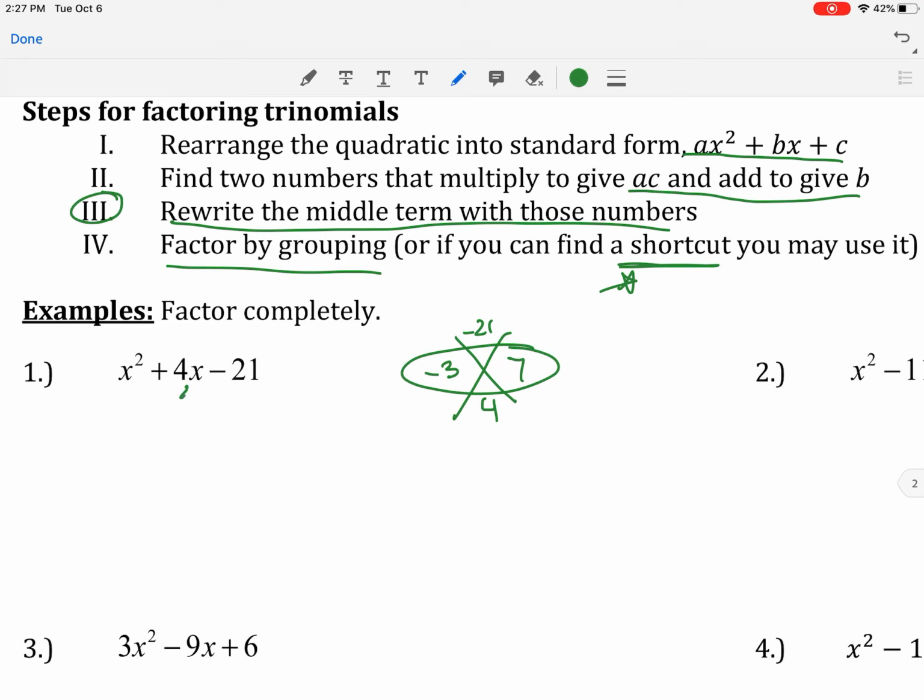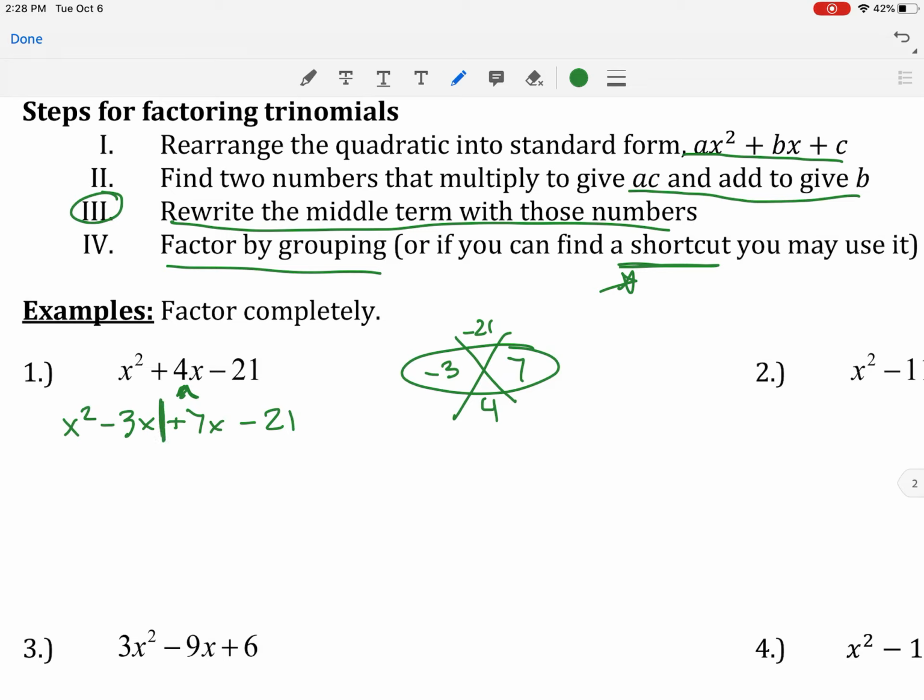So step 3 is rewriting the middle term. So I'm going to split this up. Rewrite this whole thing, except the middle term is going to be broken up into those two numbers that I just found. So negative 3, but it's the x term, so they both get an x, and then 7. So negative 3x and 7x. If I combine those back together, I still have 4x. So I'm just rewriting. And then I can solve this by grouping.